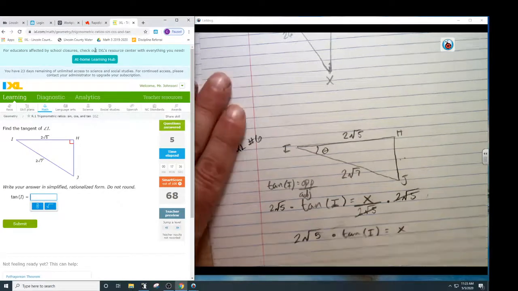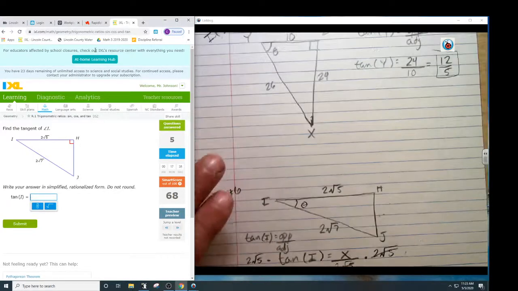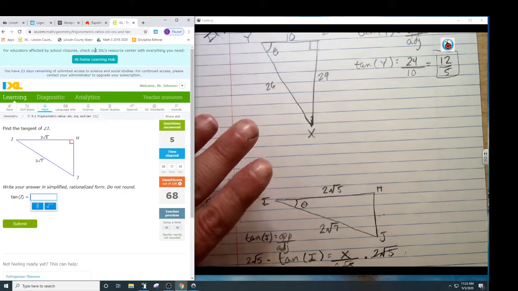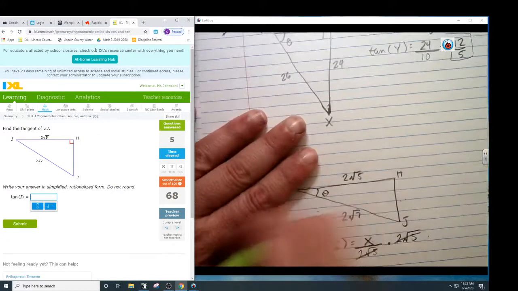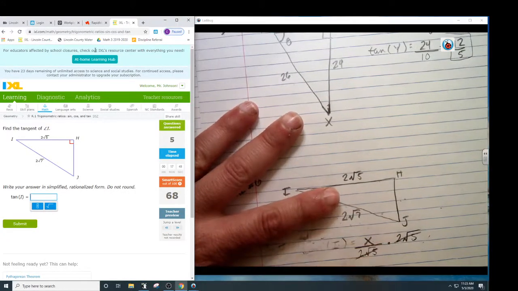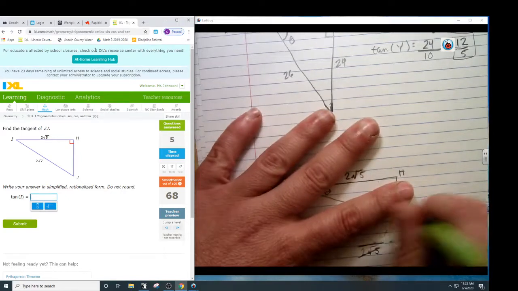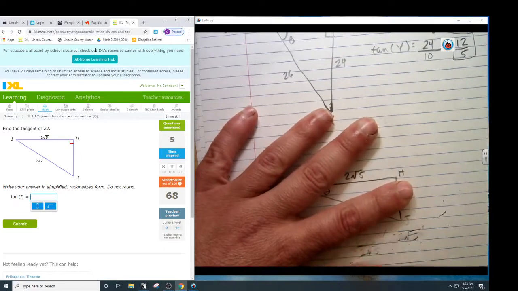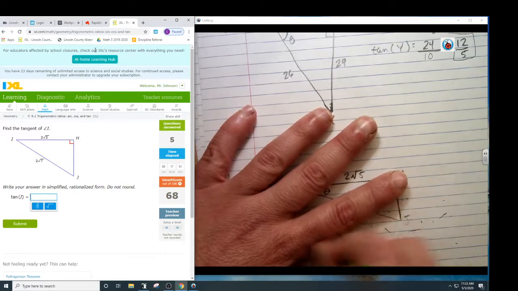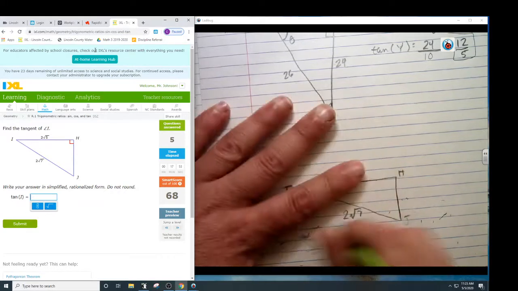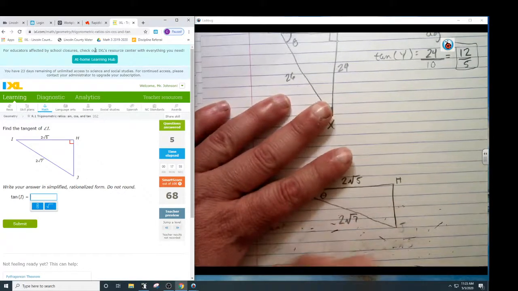Oh no, guys, I went the wrong way with this. Hold on a second. Let's back up just a minute. Let's get that side by using the Pythagorean theorem first. That's what we're going to do. We've got too many missing sides here because we don't have an angle either.